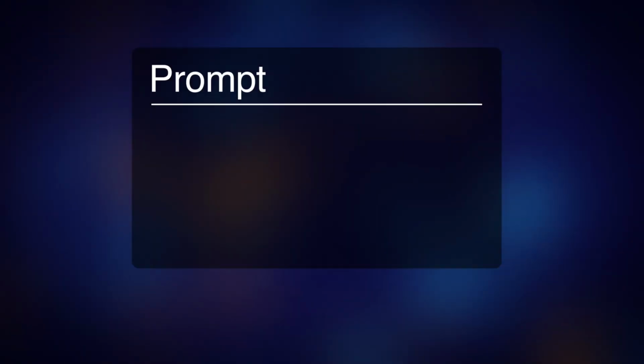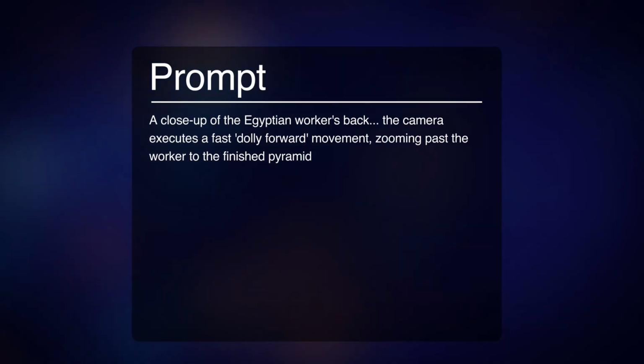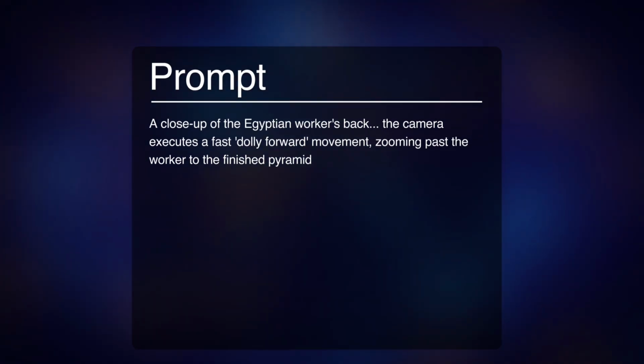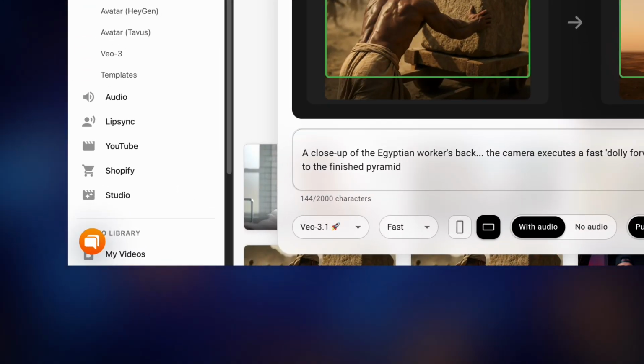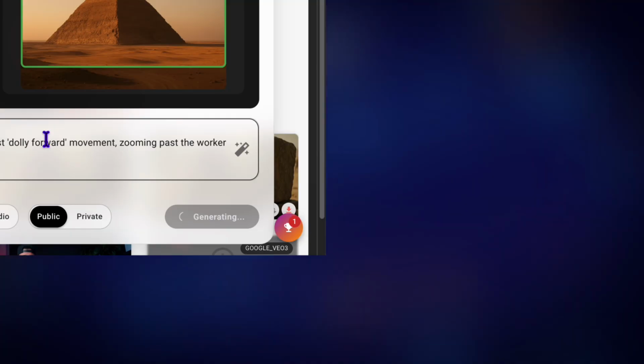A close-up of the Egyptian worker's back. The camera executes a fast dolly forward movement, zooming past the worker to the finished pyramid. We set it to 1080p, turn on audio, fast mode, and hit create. And this is the result I got.